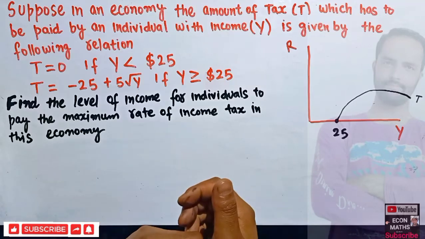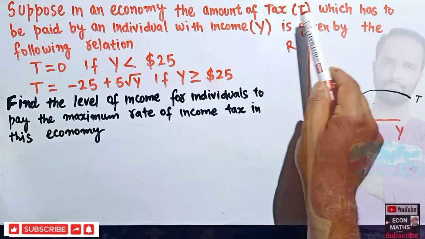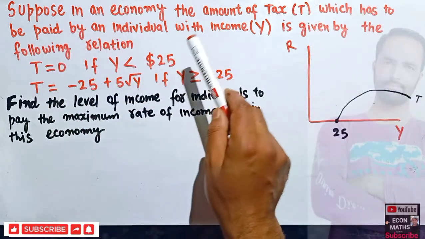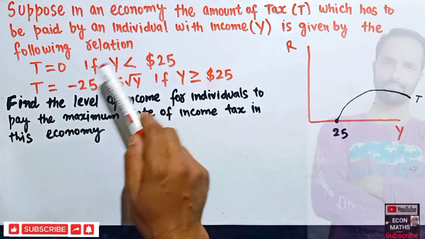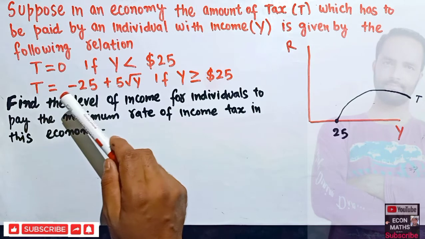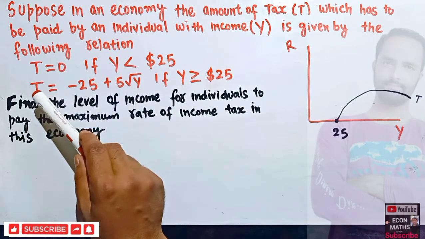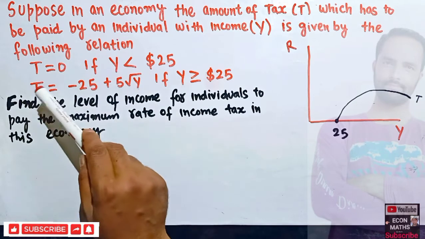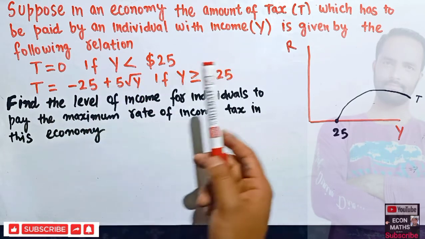Let us solve a question on tax function. The question is, suppose in an economy the amount of tax which has to be paid by an individual with income Y is given by the following relationship. If income is less than $25, tax paid is 0. If income is greater than or equal to 25, tax is being paid according to this equation, that is t is equal to minus 25 plus 5 under root y, where y denotes the level of income.